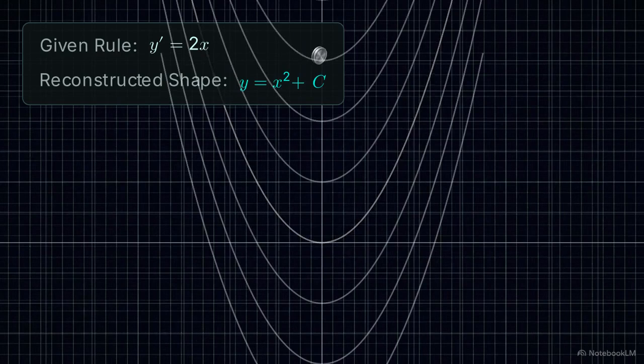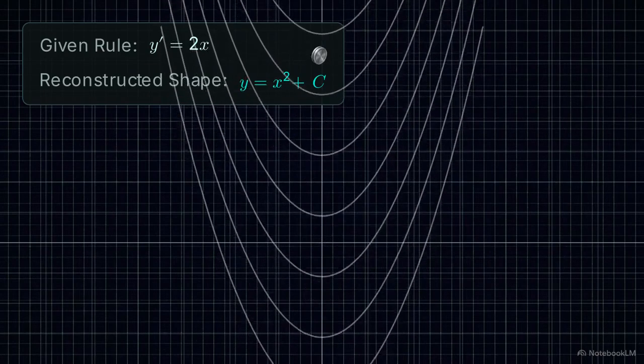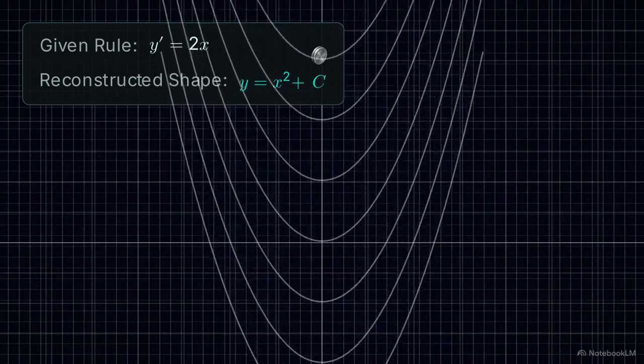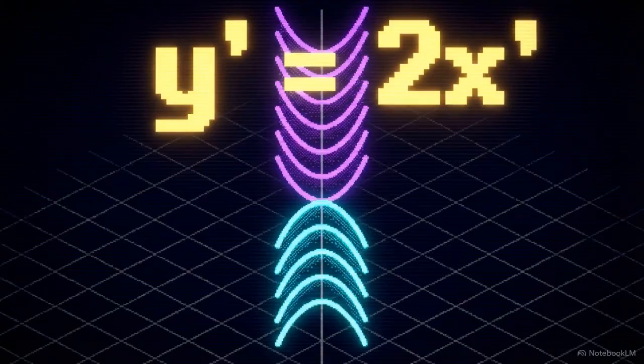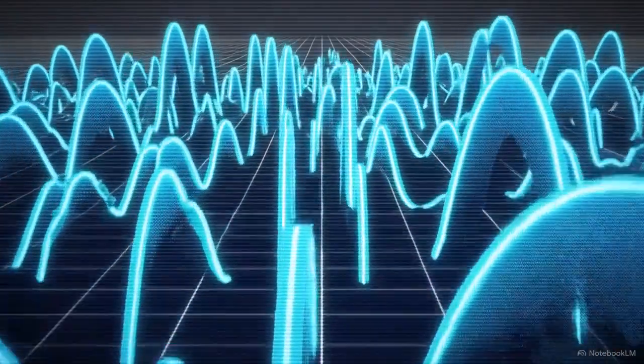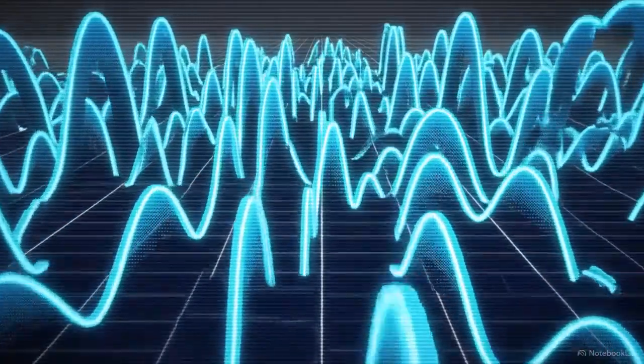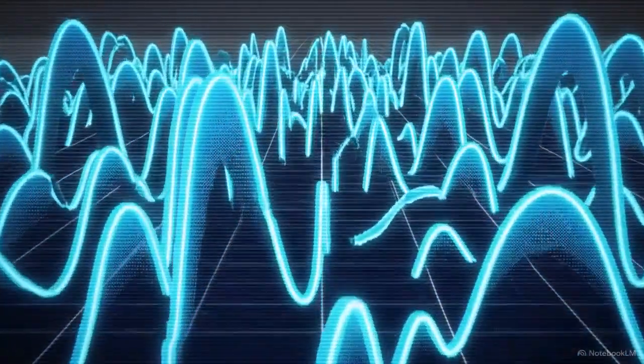That constant represents missing information. Because c could be any value, the solution is an entire family of parallel curves obeying the same rule. You can differentiate any single curve in the stack, and you will always return to that same starting rule of 2x. A differential equation defines the behavior of a system, but by itself, it provides a list of potential candidates rather than a single unique solution.